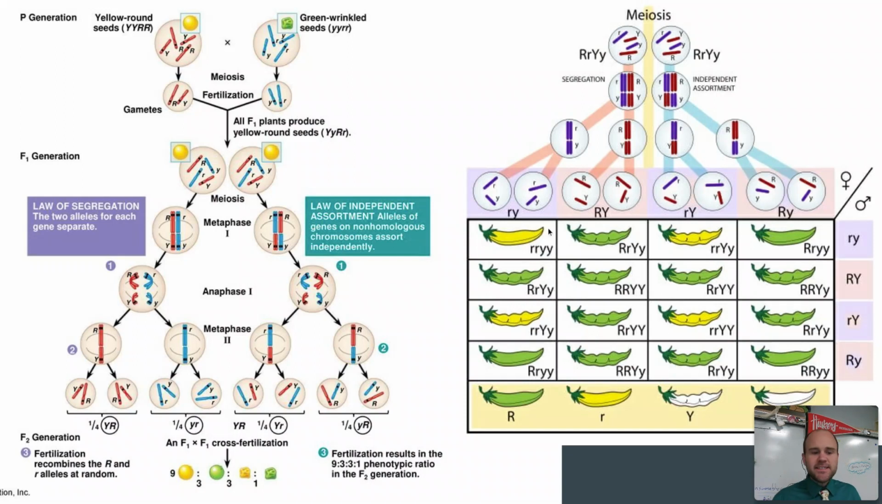And so we can start to see how these Punnett squares that we may remember from genetics all stem from meiosis and that law of independent assortment, also known as the law of segregation by Mendel. Same concept. Meiosis is the key to our understanding of genetics.